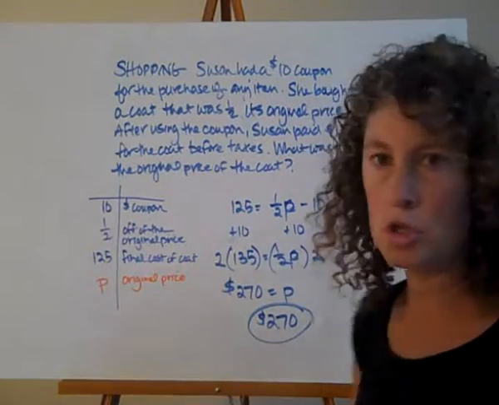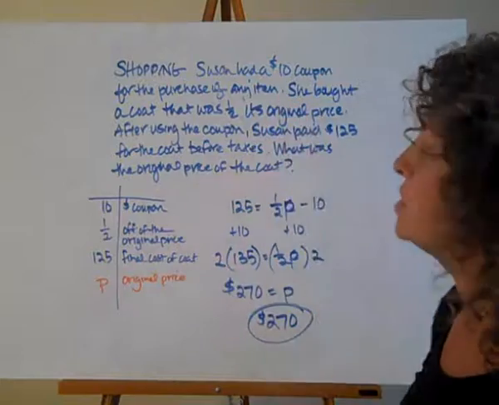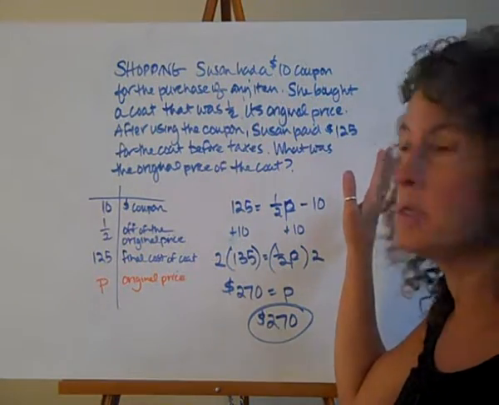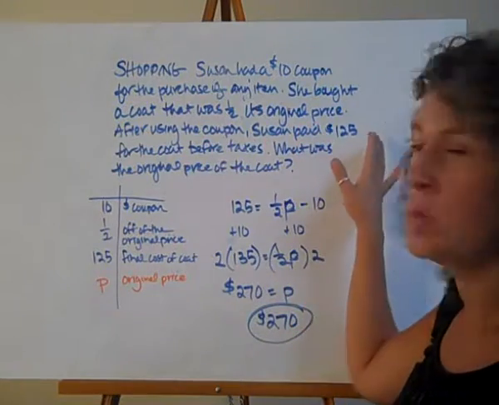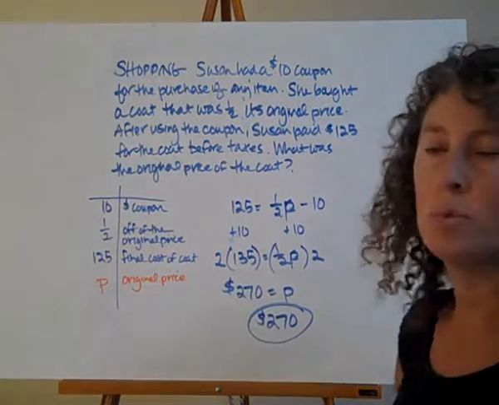All right, Susan's shopping. So here's our word problem. Susan had a $10 coupon for the purchase of any item. She bought a coat that was half its original price. After using the coupon, Susan paid $125 for the coat before taxes. What was the original price of the coat?